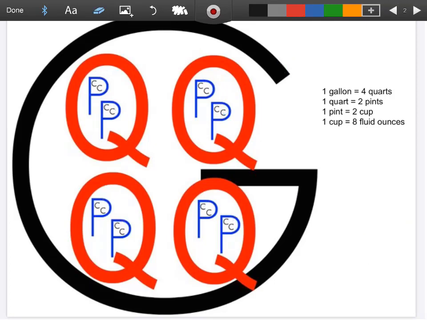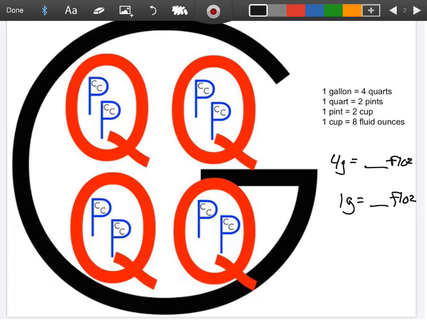So let's take a look at another example here. Let's say we want to do a really difficult problem. We want to do gallons, let's say 4 gallons, and figure out how many fluid ounces that is. You'll notice that we don't have a conversion from gallons to fluid ounces, but with the big G we can figure that out. So we look at our big G and we see how many fluid ounces are in 1 gallon. So we're going to make a new conversion. 1 gallon is equal to how many fluid ounces.